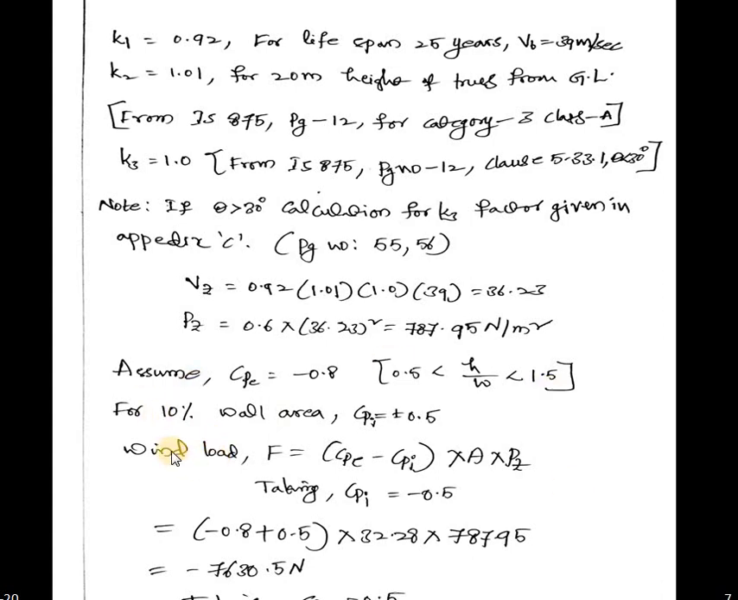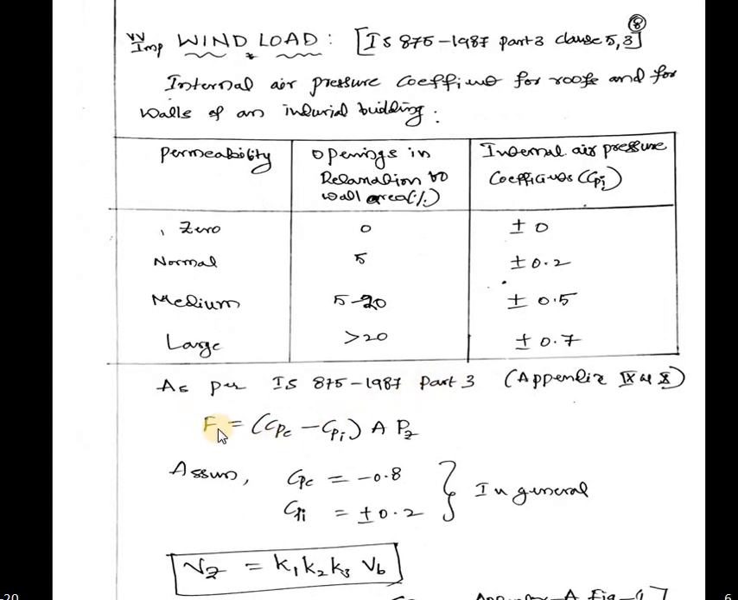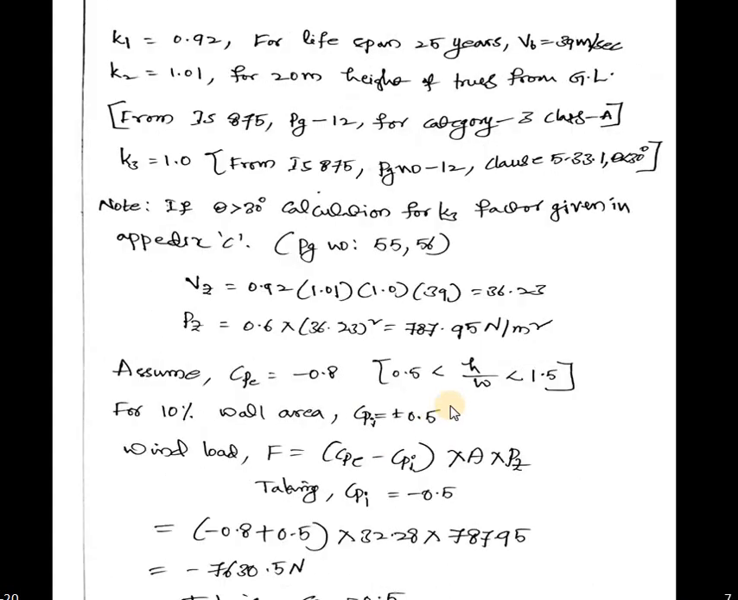If you want to calculate wind load, what is the formula for wind load? Just now I explained. If you want to calculate wind load, force F is equal to, as per code, appendix 9 and 10, CPE minus CPI into A into PZ. PZ value we have just calculated. Area value is also available. External air coefficient and internal air coefficient values are available.